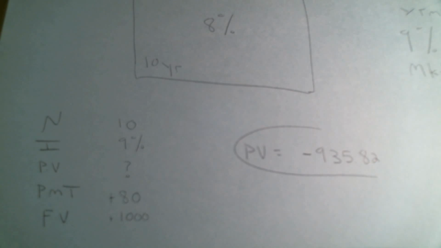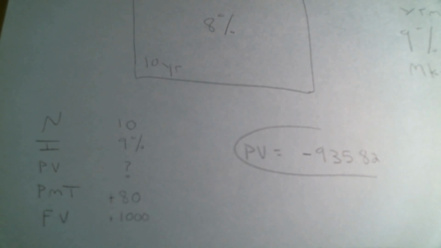Okay, so that's a bond, $1,000, 8%, 10 years. Present value is negative 935.82. Inputs are 10, 9%, payment $80, future 1,000.